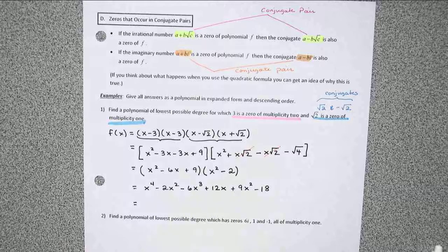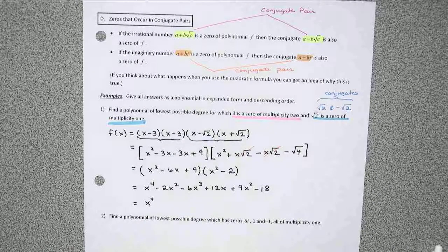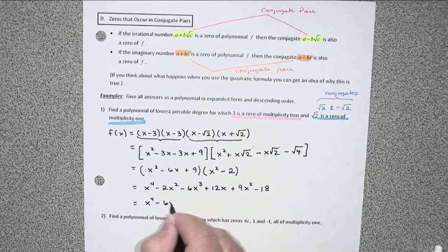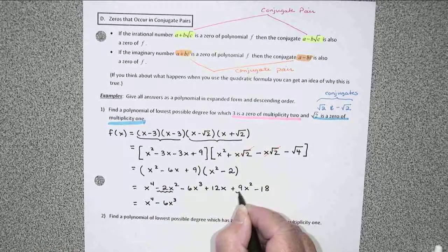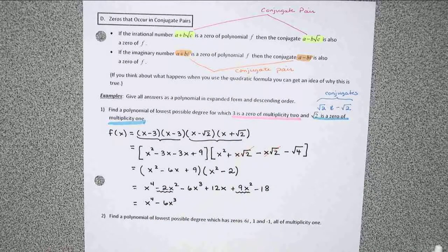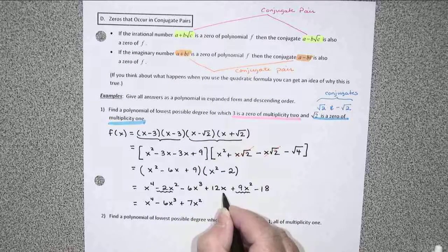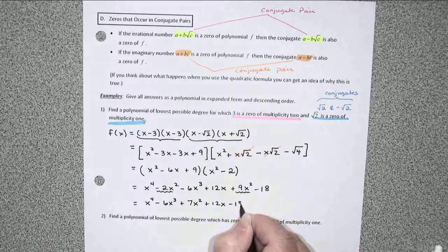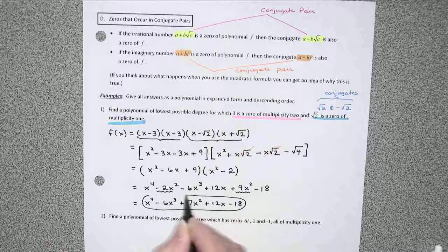Combining like terms and also watching for that descending order, I'll start with x to the fourth. That's the only x to the third term I have, so negative 6x cubed. I have a couple of x squared terms. When I combine them, I'll have a plus 7x squared. And then I've got this plus 12x and that minus 18. And there is my polynomial that fits the given description.